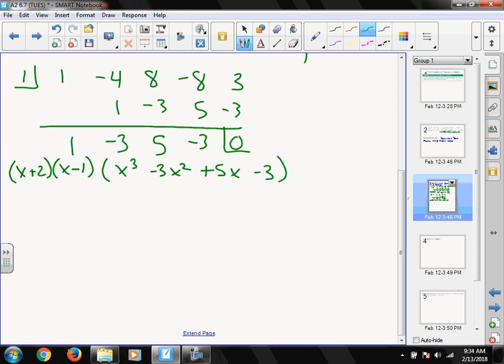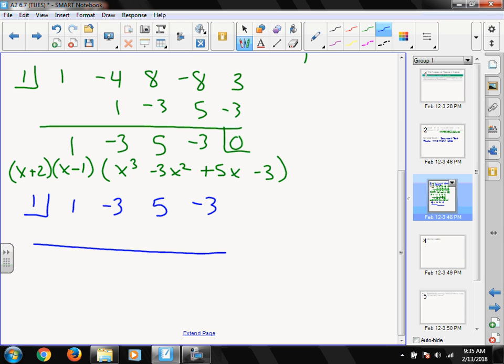Got to do it again. So, can we factor this? Nope. So we got to do it again. What number should we try? Negative 1. So, where do I always start if I don't know where to go? Always start with 1 and negative 1. 1, negative 3, 5, negative 3.